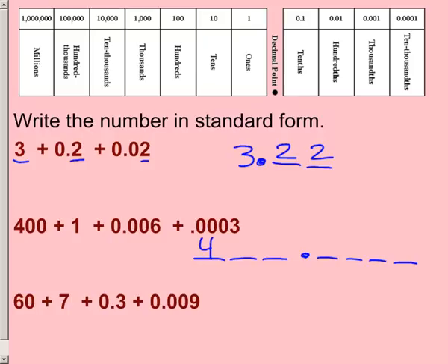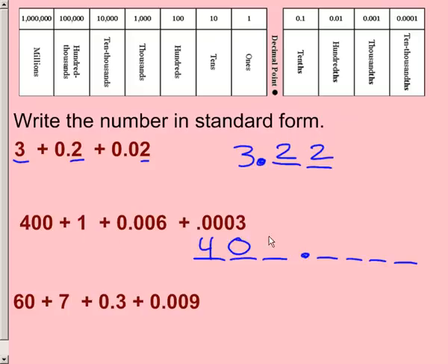Since I don't have any tens here, I'm going to put a 0. And then I have a 1 in the ones place. Then I have a 6 in the thousandths place, and then a 3 in the 10,000ths. So these have to both be zeros too. There are no tenths or hundredths.